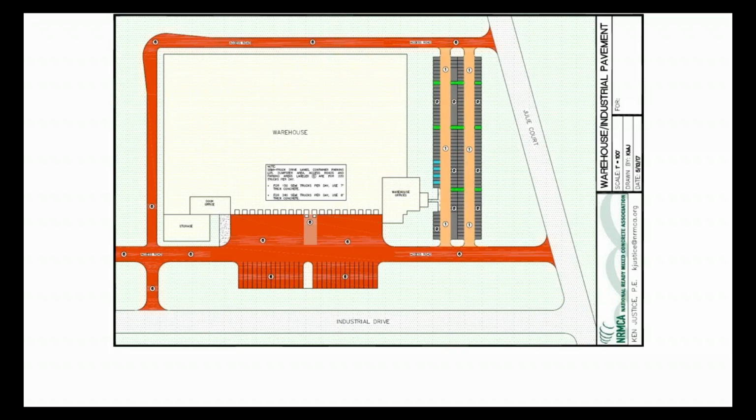it's mainly passenger cars and designed for the occasional garbage truck and delivery truck. So we can reduce the drive aisles to 5½ inches thick with a 6-foot joint spacing. And then the parking spaces themselves are only 4 inches with a 6-inch joint spacing.